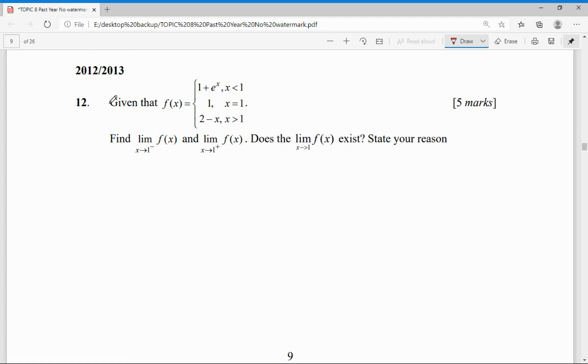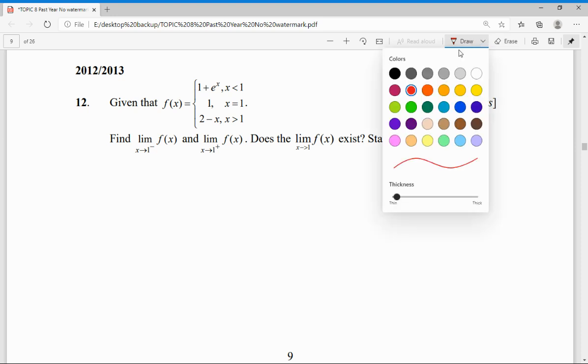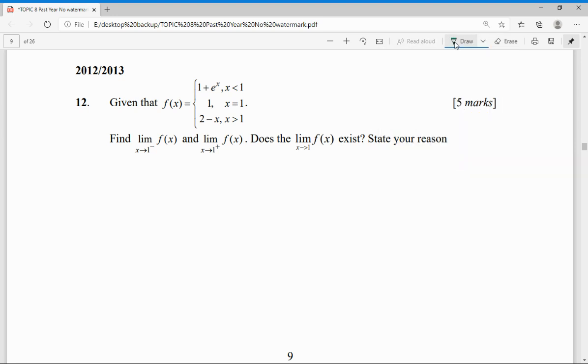For question 12, given that our function is a piecewise function, we need to find the limit of the function when x approaches 1 from the left-hand side and from the right-hand side. Then we have to determine whether the limit as x approaches 1 exists. Then give your answer.